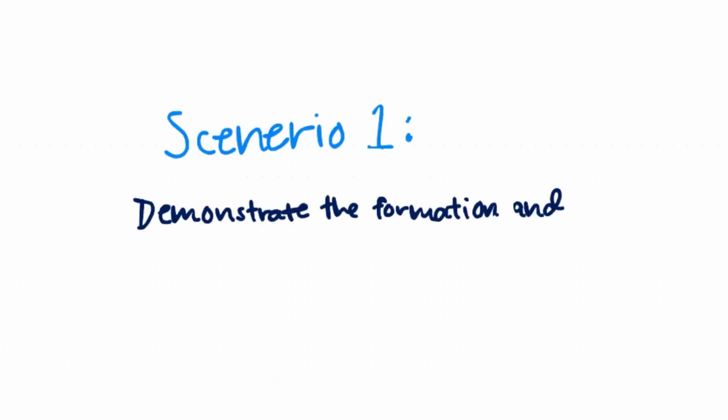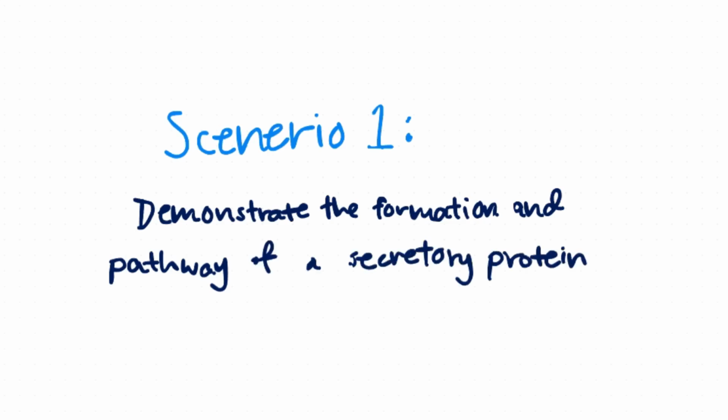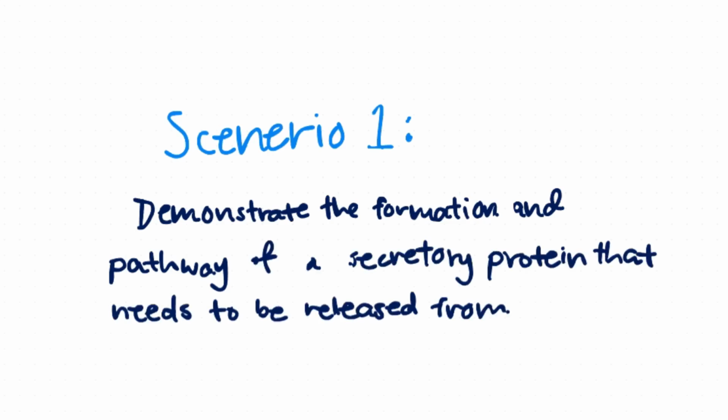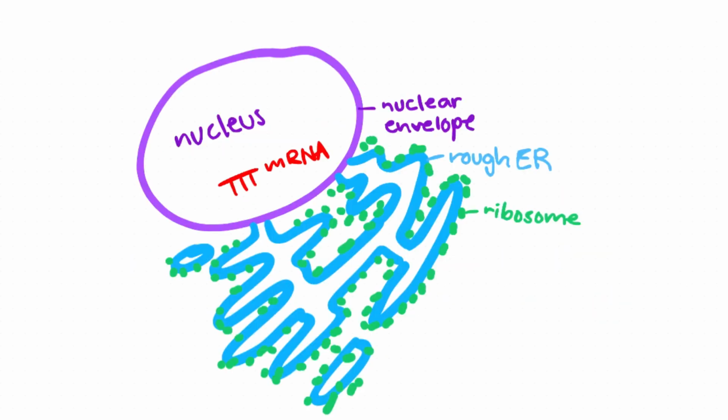Scenario 1. Demonstrate the formation and pathway of a secretory protein that needs to be released from the cell, a secretory hormone like insulin. The mRNA leaves the nucleus through the nuclear envelope. It will then go through a ribosome attached to the rough endoplasmic reticulum and code for a polypeptide chain. After the chain is created, it is threaded into the ER lumen through a pore formed by a protein complex in the endoplasmic reticulum membrane.